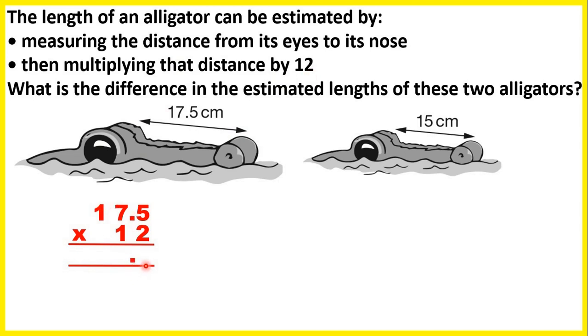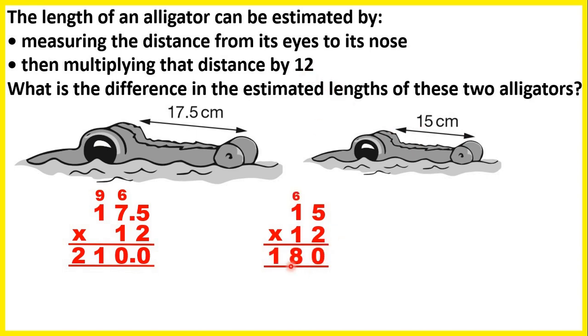So we copy down the decimal point, and then we can see that 17.5 times 12 is 210.0. So if we have a 0.0 on the end, we have a whole number, so that's 210 centimeters. So now let's estimate the length of this alligator here. We can see the distance from its eyes to its nose is 15, so we can estimate the length by multiplying 15 by 12, and that gives us 180 centimeters.